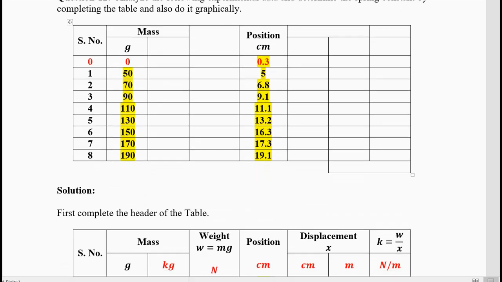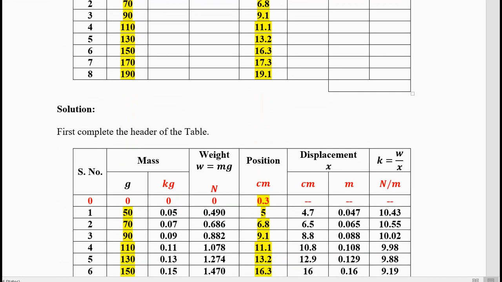Serial number is written here. The mass is in grams. For mass we have two columns. So first is gram, the second one is logically kilograms. Don't keep thinking what you should put here, because calculations are in kilograms, measurements are in grams, so you do it in kilograms. Next is weight. Weight, W equal to mg, and the unit for weight is the unit of force, which is Newton.